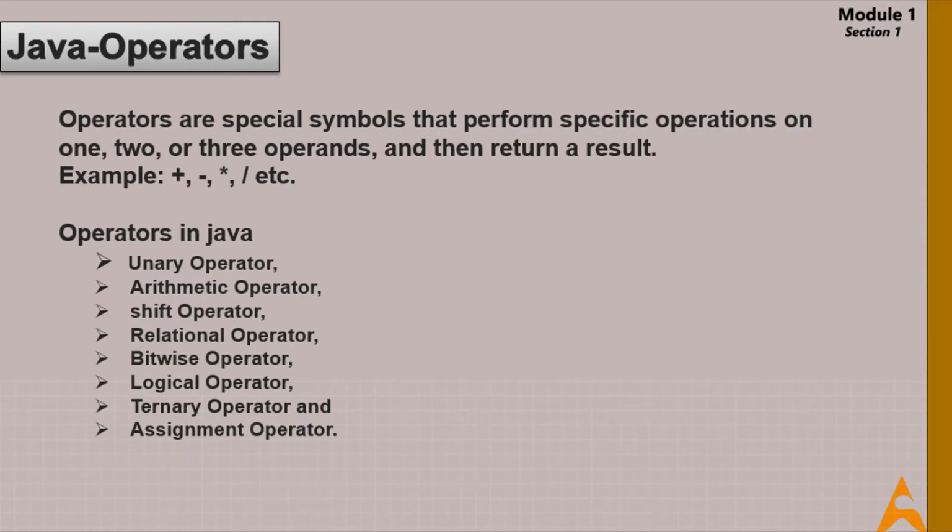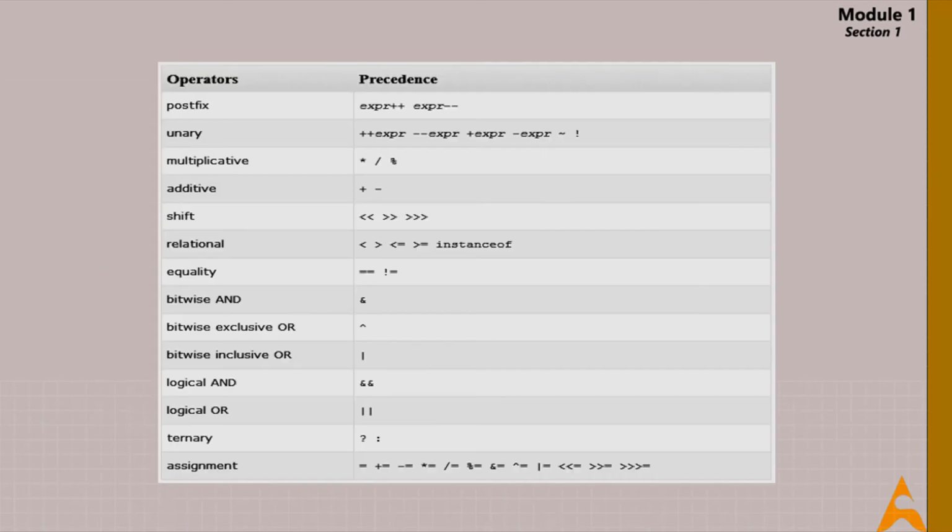Here comes our next topic, which is very important: operators. An operator in Java is a symbol that is used to perform operations. There are many types of operators in Java, which are given below: unary operator, arithmetic operator, shift operator, relational operator, bitwise operator, logical operator, ternary operator and assignment operator.